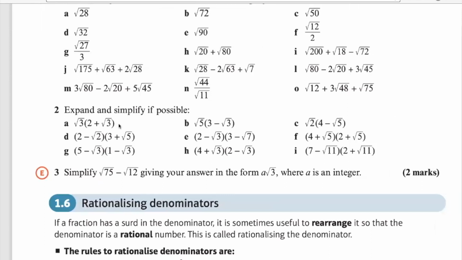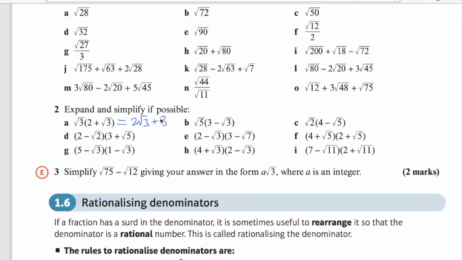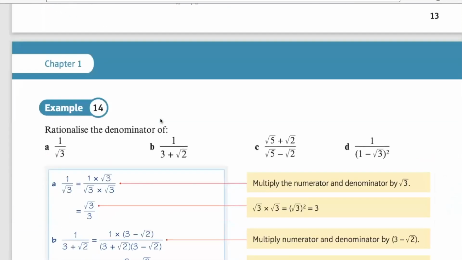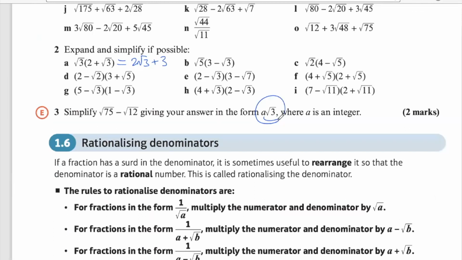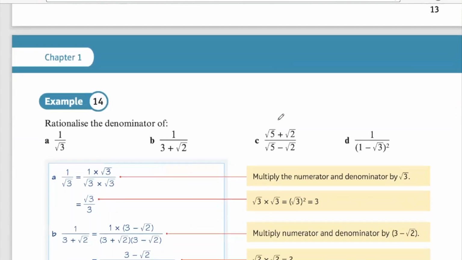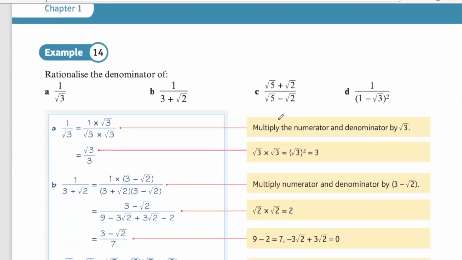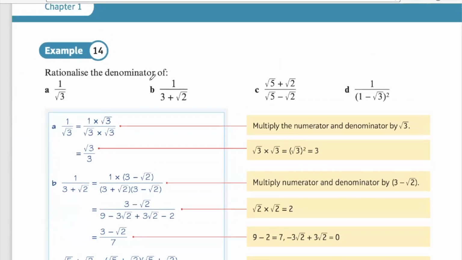This is expand and simplify. Simple algebraic multiplication. This would become 2 under root 3 into plus 3. Square root 3 into square root 3 is definitely square of square root 3. So the answer is 2 square root 3 plus 3. And definitely give your answer in this form. When the examiner tells anything in the question, we respect that and we will ensure that we have simplified the answer to that form.